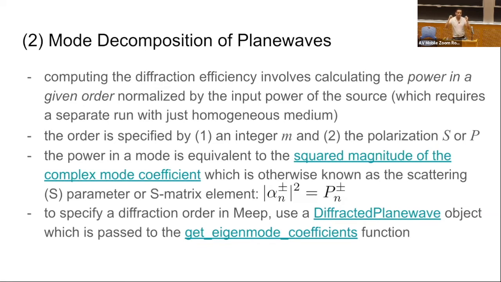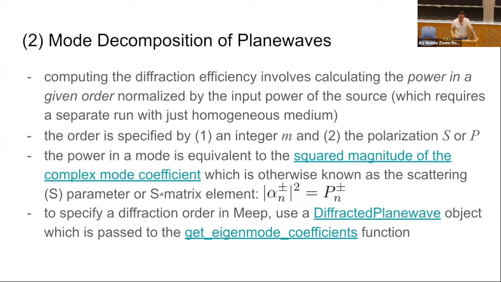All you do, as I'll show you in the API, is specify the mode, you give it an M, you give it the polarization, and then under the hood, Meep will compute the mode coefficient using this overlap integral and give back to you the result, which you then compute the squared magnitude of to get the power. So it's a relatively straightforward calculation.